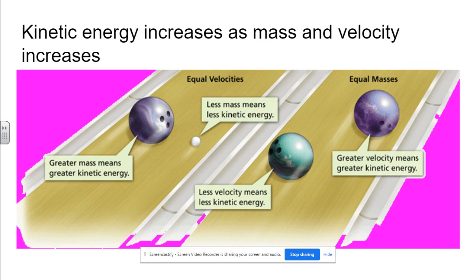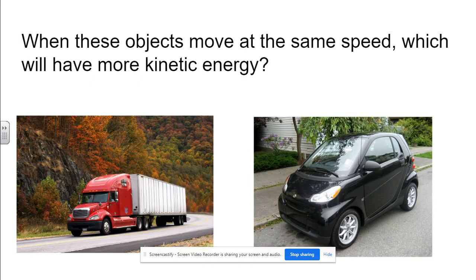On the left of your screen, you see a bowling ball and a ping pong ball traveling down a lane. Which has more moving energy? Hopefully you say the bowling ball because it is heavier. And then on the right-hand side of your screen, you see two bowling balls of equal mass. One is moving a lot faster than the other, so it has greater kinetic energy. The purple is moving faster, more kinetic energy.